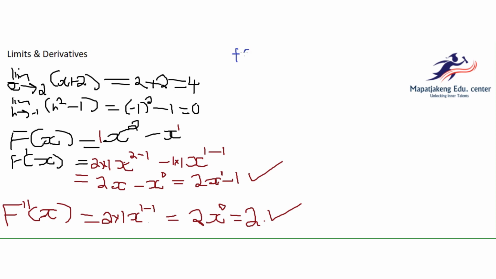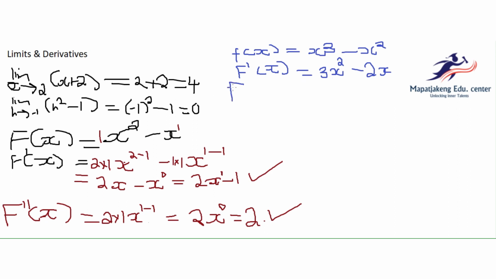Let's just do, let's say we have f of x is equal to x cubed minus x squared. Then the first derivative here is just going to be 3 times 1, which is 3. Since it's 3 minus 1, we're left with x to the 2, minus 2 times negative 1, which is just going to be 2 to the exponent 1. And then you just leave it like that. Then the second derivative of this function is going to be 2 times 3, which is 6.